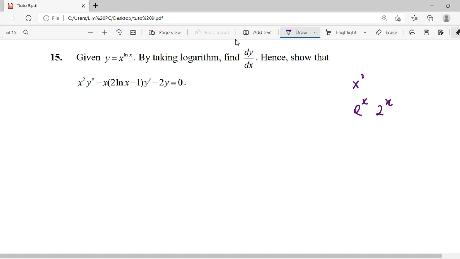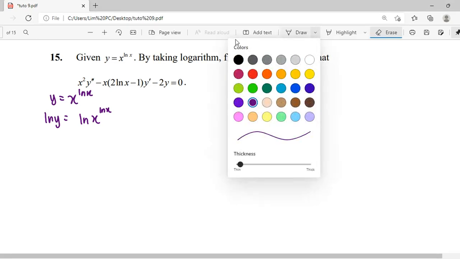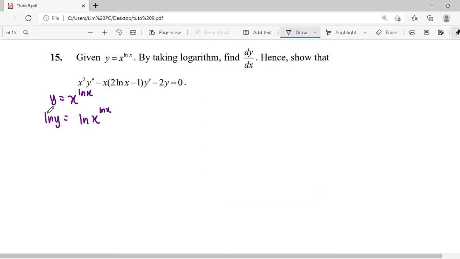So from our question, y equals x to the power of ln x, we're going to log both sides. As we log both sides, we get ln y equals ln of x to the power of ln x. How do we simplify x to the power of x? We don't have that function, so we simplify when we log both sides. We can use the properties of log that we learned in topic 1 and topic 2. When we have an item in power, the power can multiply to the front.